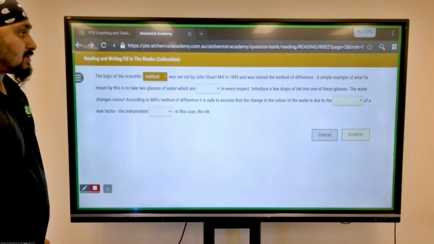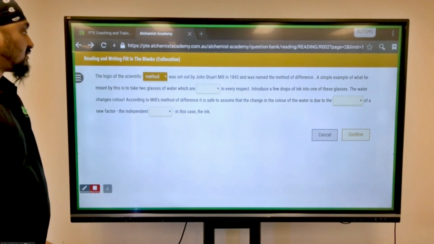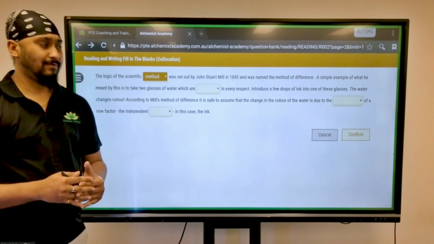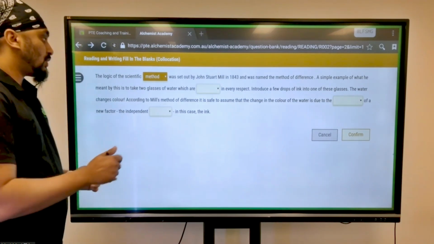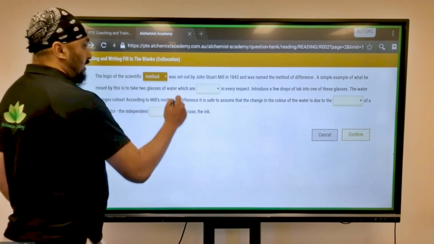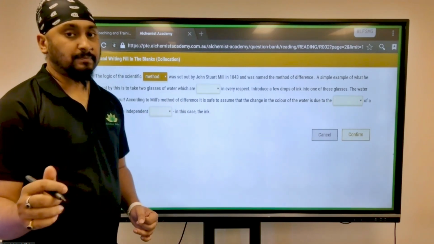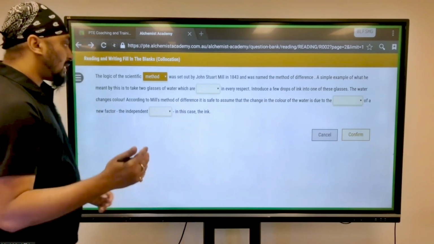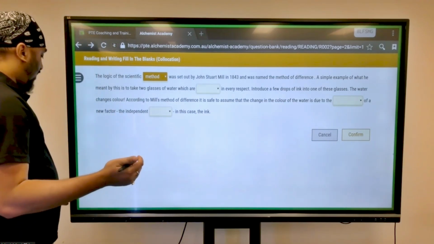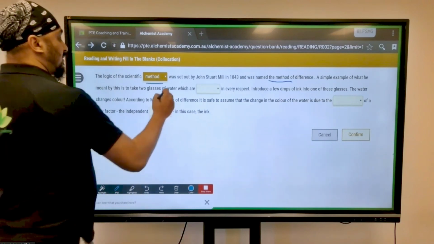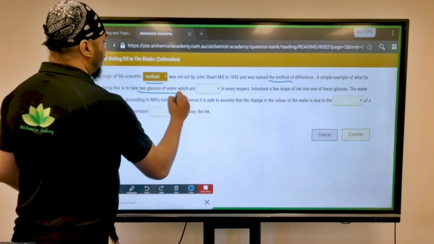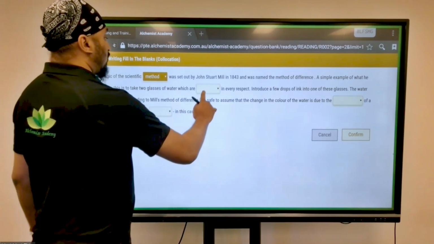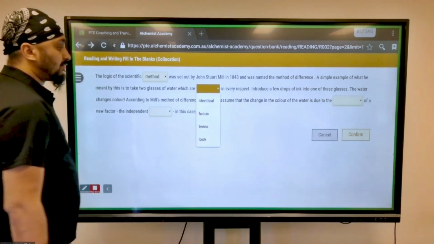A simple example of what he meant by this is to take 2 glasses of water which are dash in every aspect. So usually after the word are, what do you need? An ing or a verb in the third form. Now that would be an aspect. But now if you look at this part of it, he's trying to describe the 2 glasses of water.